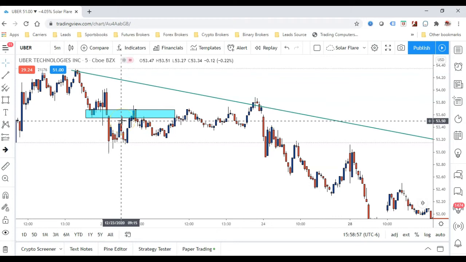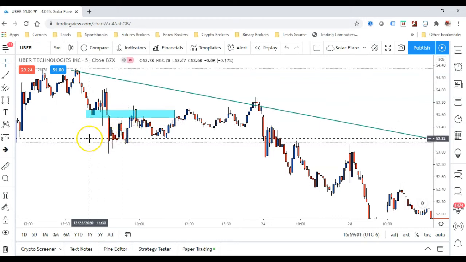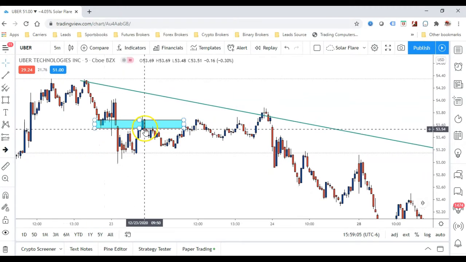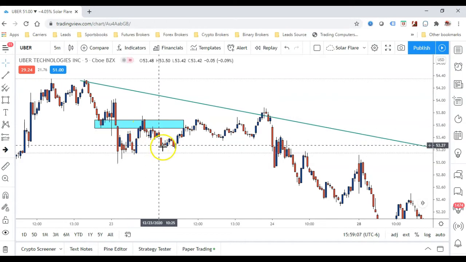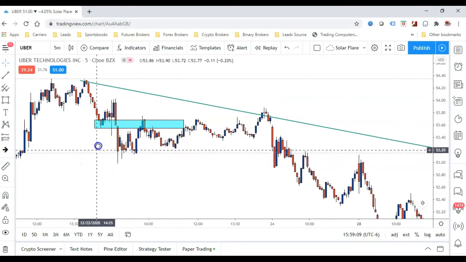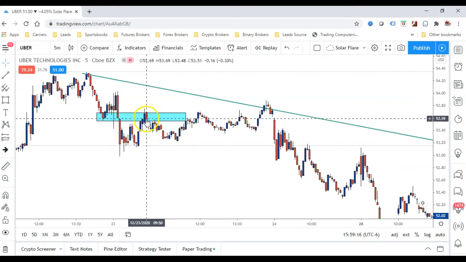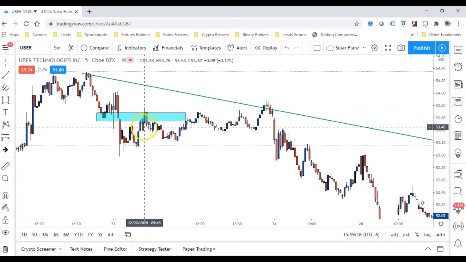So there are a few ways you can go about this. For my beginners, I want you to wait to see a rejection. A lot of the times, I'll just get in once I see it hit my zone, and then I'll know when to get out. But for easy purposes here, let's wait for a rejection candle. Now you see this candle here, it rejected. So now we're going to get into the trade here.